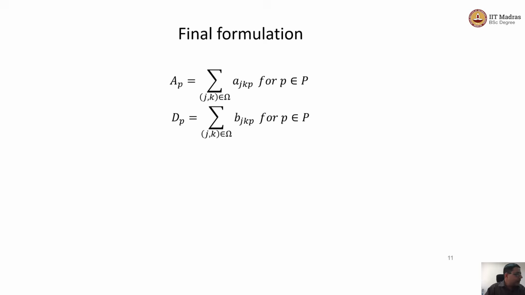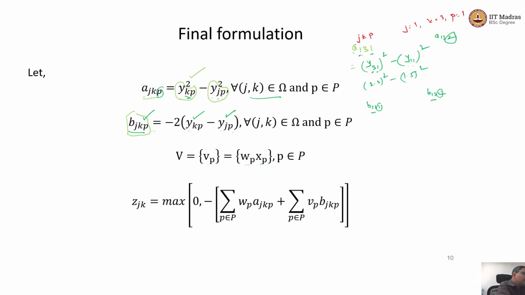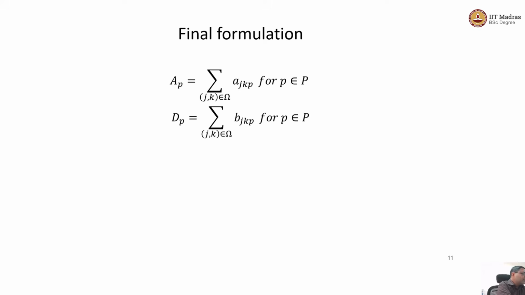Let us add up all the A values for all the pairs. Let us add up all the A values for the second attribute. Let us add up the B values for the other attribute, and define what is essentially AP and DP.